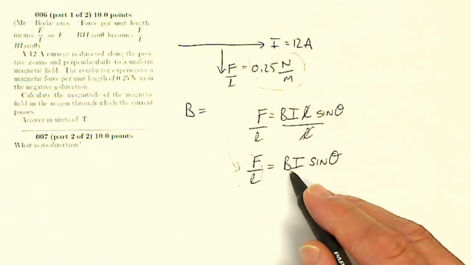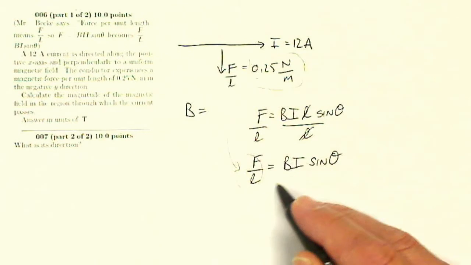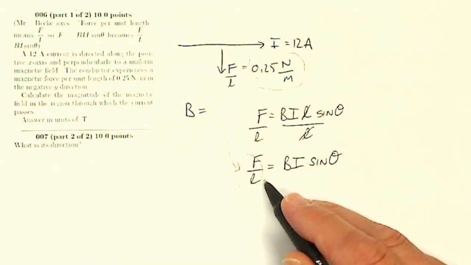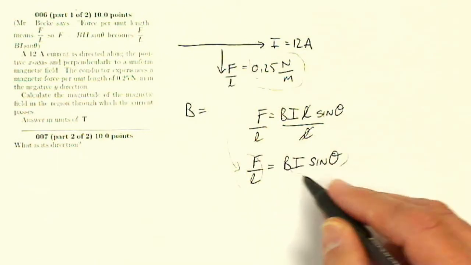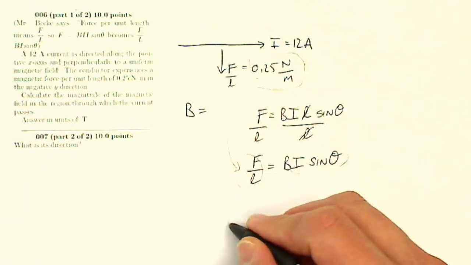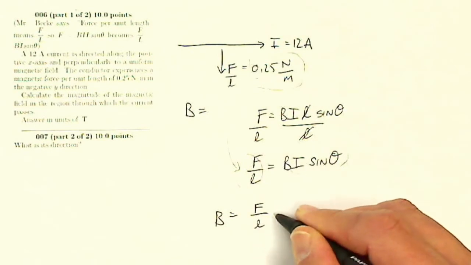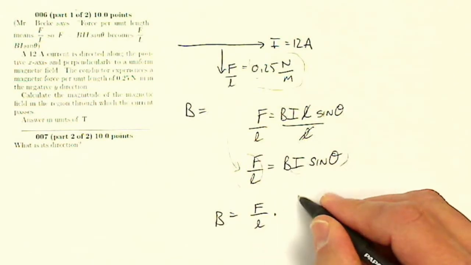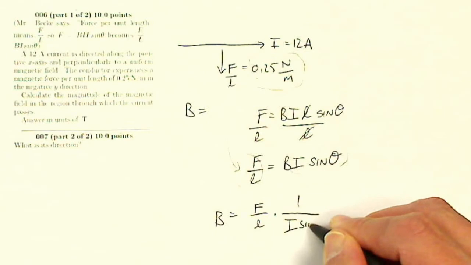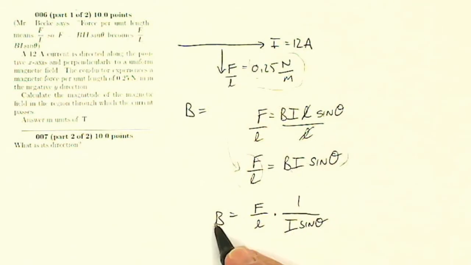So now if I want to solve for B, I've got to take that, divide by I, and divide by sine theta. So I've got to take I sine theta and divide by it. So my B is going to be my force per length times 1 over I sine theta. And that will give me my B field.